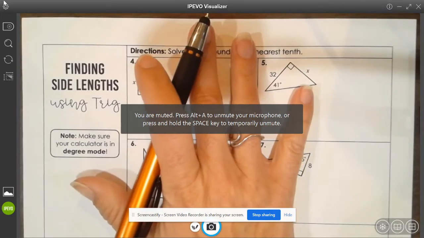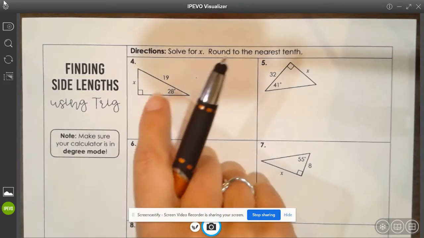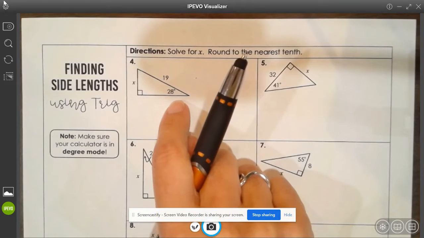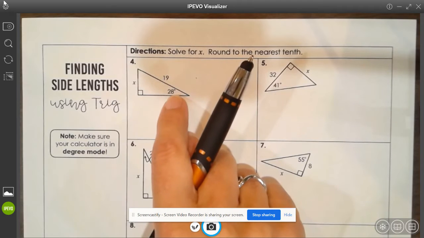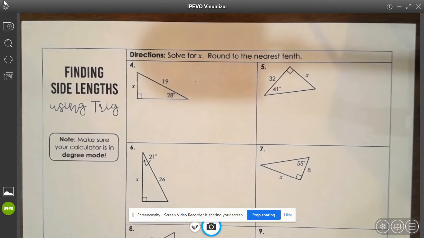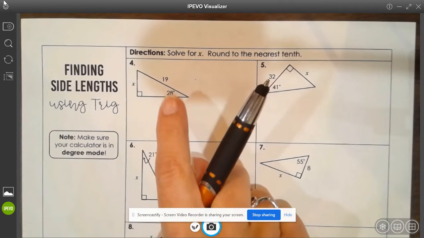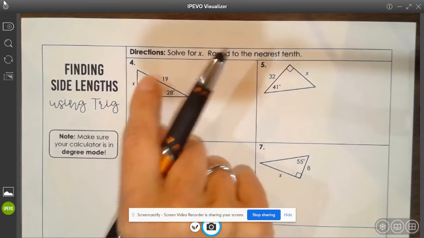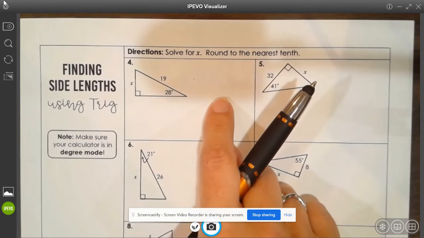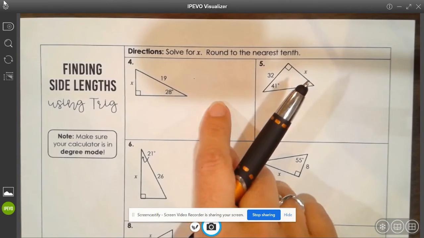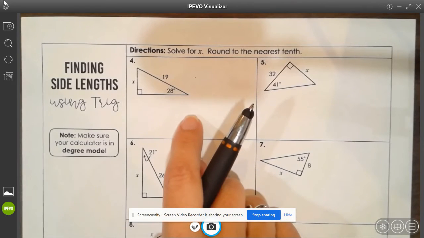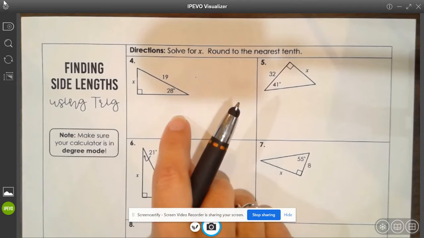This week we're going to be finding missing sides. So what happens when you are missing a side, but you're given an angle and a side? You can't use the Pythagorean theorem here because you're not given enough sides to do that. You're given an angle and sides. That's why we use the trigonometric ratios for finding missing sides or missing angles. In this case, we're going to be starting with finding side lengths, or missing sides.